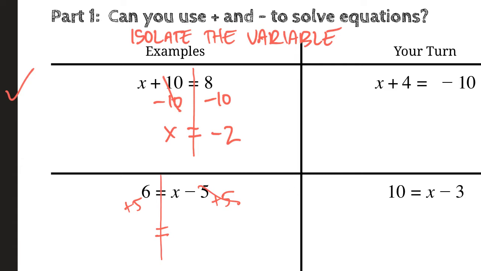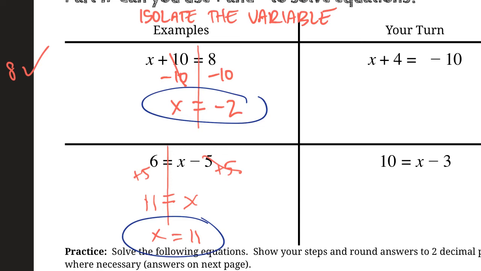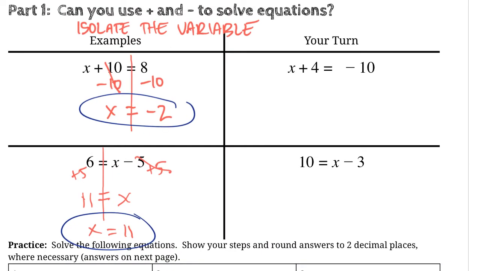So what's 6 plus 5? It's just 11. So there's the answer. 11 is equal to x. Or another way to put it, if you want to flip it around, x equals 11. That's our final answer. Okay? We put a box around it. It's always a good idea to identify your answer by putting a box around it or circling it, just to make it super obvious. Okay? So that's the answer. I want you to try the next two questions yourself. Okay? Pause the video here. Try it. Unpause when you're done.